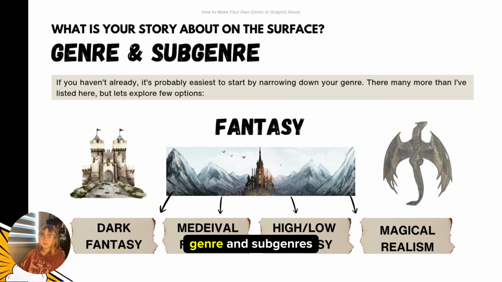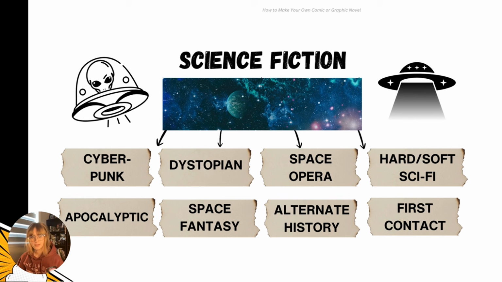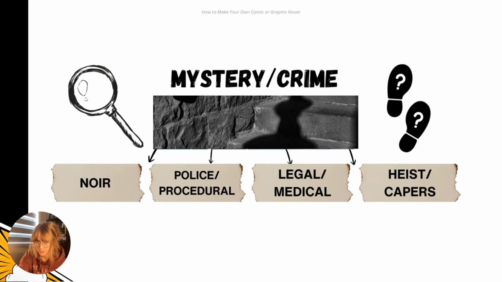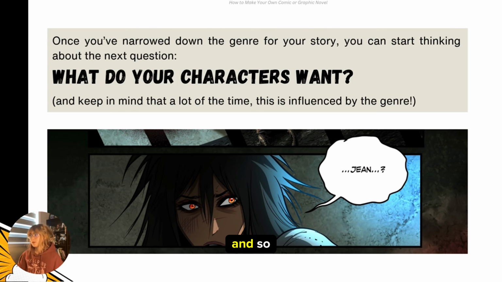Then getting into genre and subgenres, there are way more than I've listed here, but we're just going to start with a few. So you have fantasy, you have horror, cyberpunk, dystopian, space opera, romance, thriller and suspense, western, mystery and crime, and historical fiction. So once you've narrowed down the genre, you can start thinking about your characters.